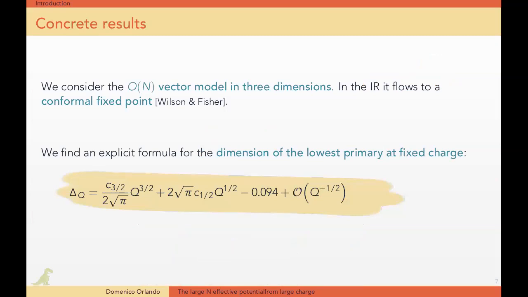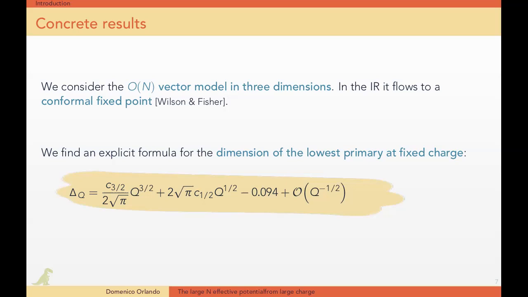Okay, so one of the first predictions that we made was about the conformal dimension of the lowest operator of fixed charge in the O(N) vector model in 3 dimensions. Okay, so this is one of the first CFTs that everybody encounters already when studying, and we know that there's a fixed point, but it doesn't mean that it's easy to compute. Okay, in fact, generically, you can do bootstrap, you can do numerics, you can do lattice.